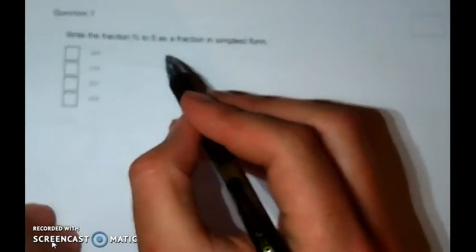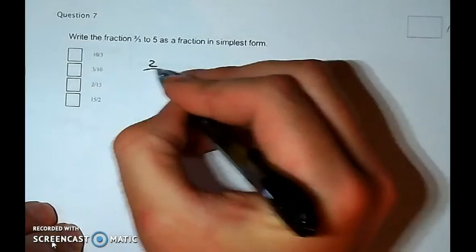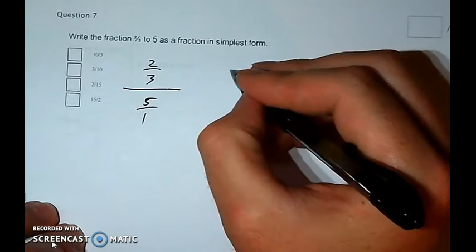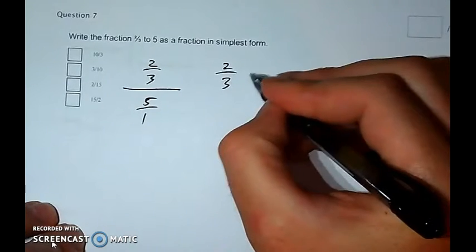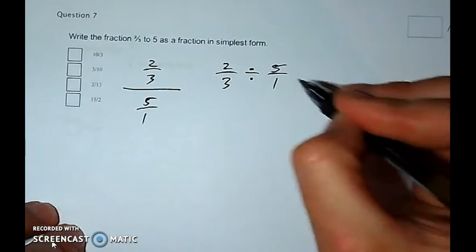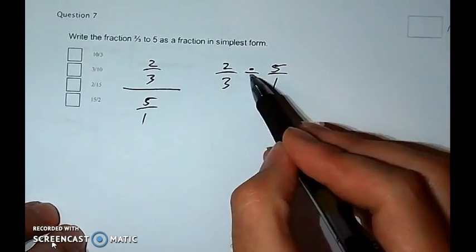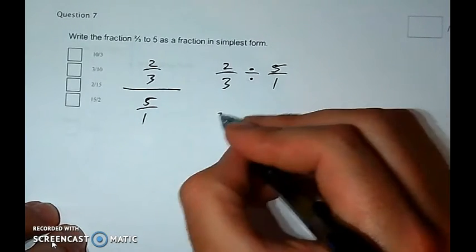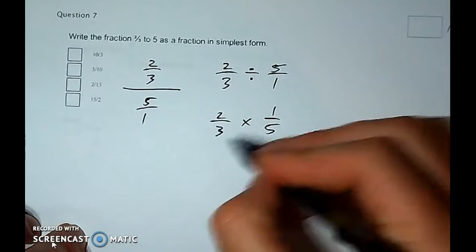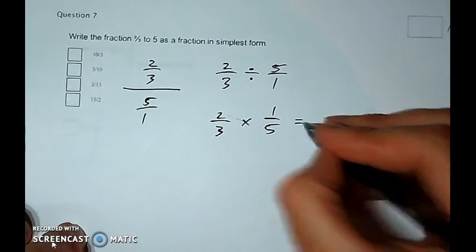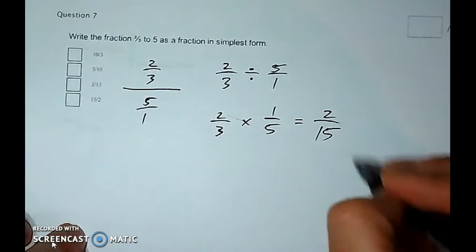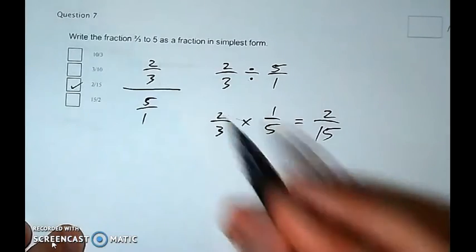Question 7. Write this fraction in simplest form, 2/3 to 5 over 1. We need to keep, we need to change, and we need to flip. But I like to write it out correctly first so I don't make any mistakes. This is 2/3 to 5 over 1. So keep the first one, change, and then flip. We cannot do any cross simplifying or any simplifying at all right now. 2 times 1 is 2. 3 times 5 is 15. Can't simplify. That is our final answer, 2 over 15.